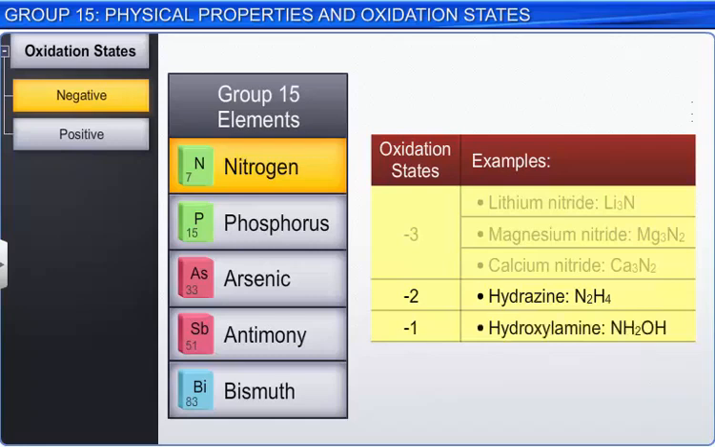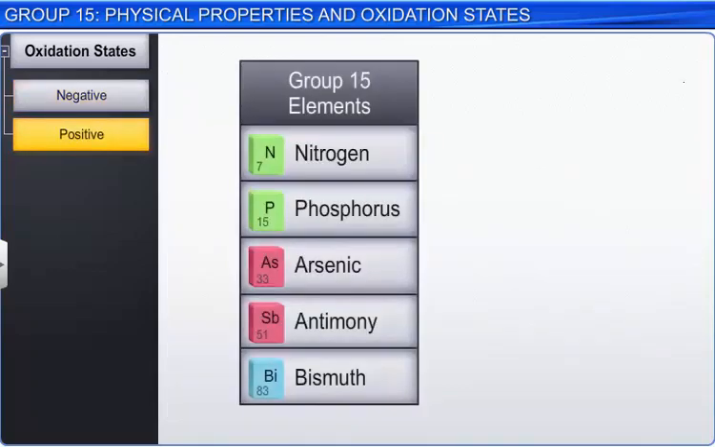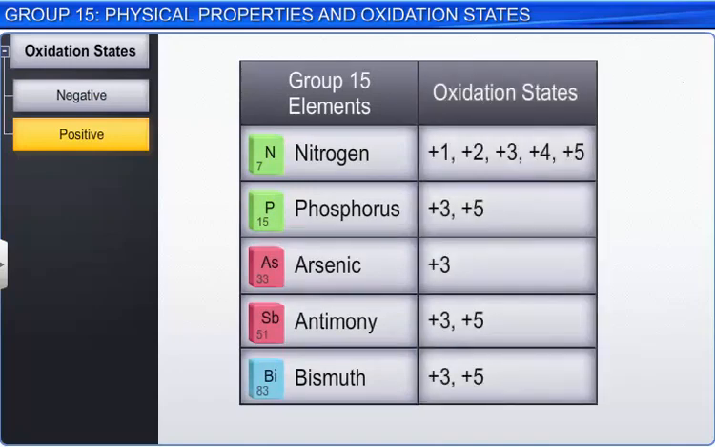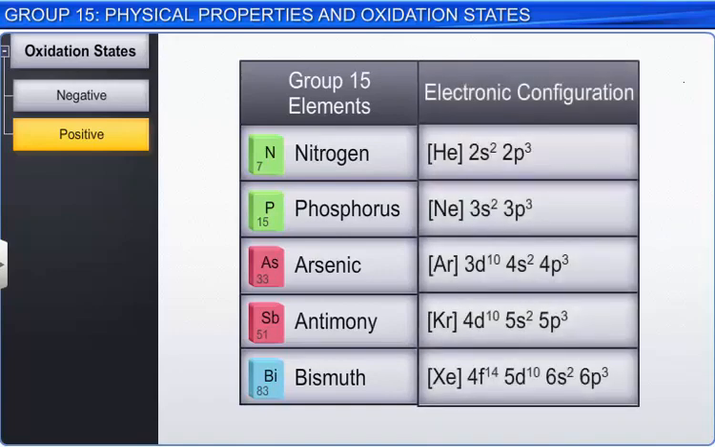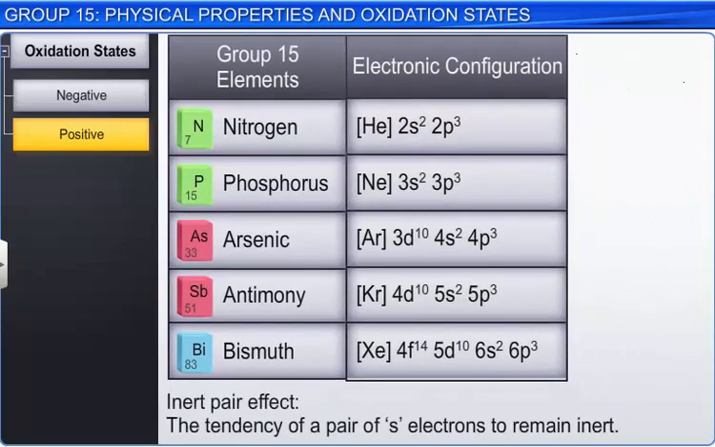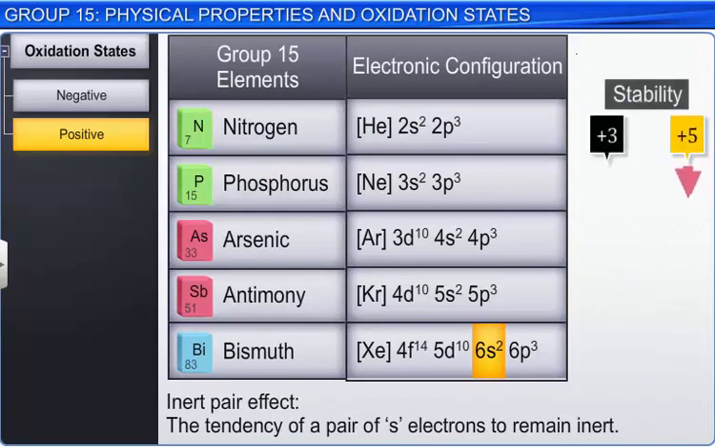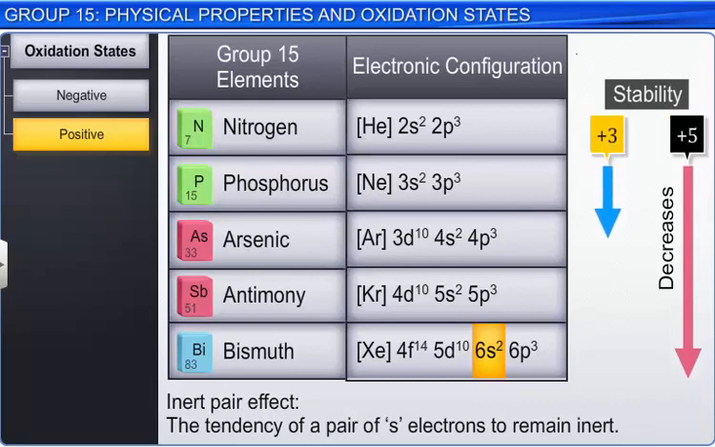Apart from negative oxidation state, group 15 elements also show positive oxidation states of +3 and +5 by forming covalent bonds. However, due to the inert pair effect, or the tendency of a pair of s electrons to remain inert, the stability of +5 oxidation state decreases down the group, while that of +3 oxidation state increases. Note that bismuth pentafluoride is the only stable compound of bismuth known in its +5 oxidation state.